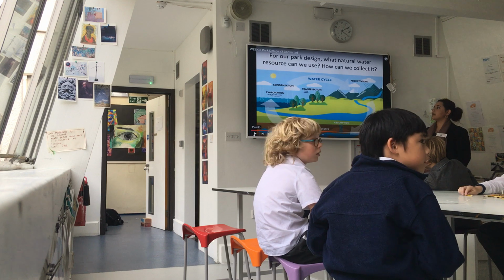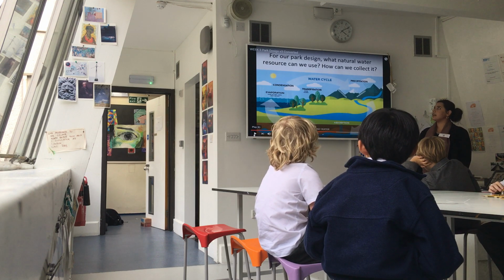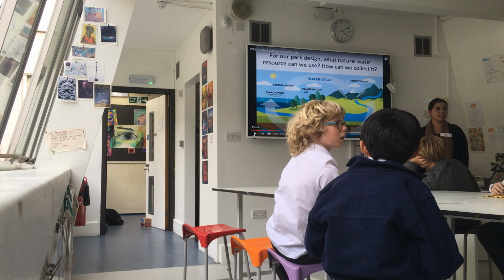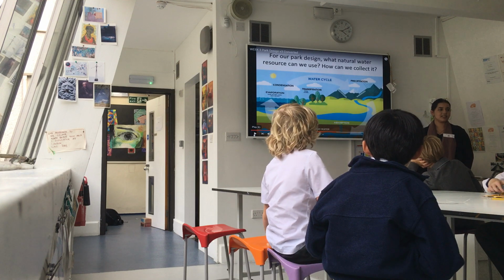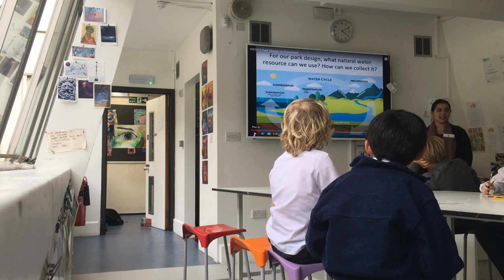Pay attention please everyone. So for our park design, what natural water resource can we use? How can we collect it? Can someone give me an example? Just get some water from rivers and lakes and then use it. Anyone else?